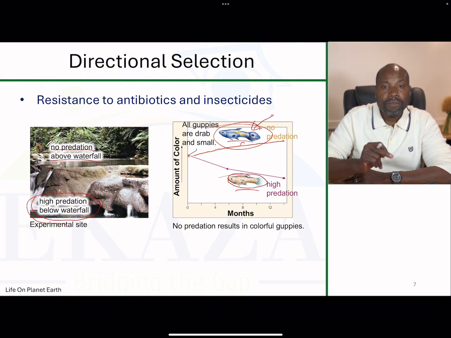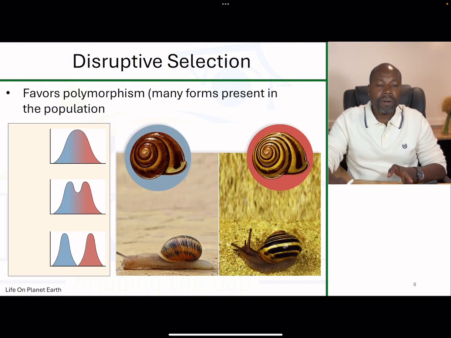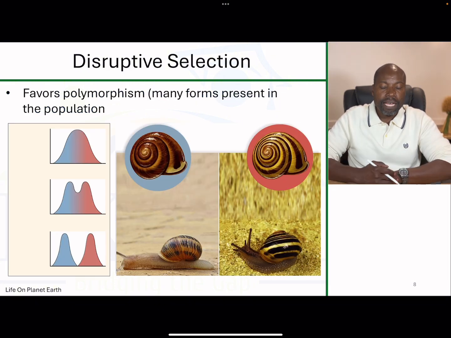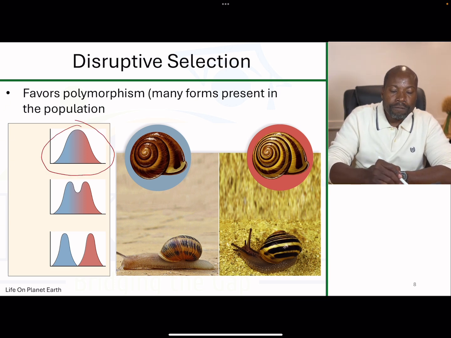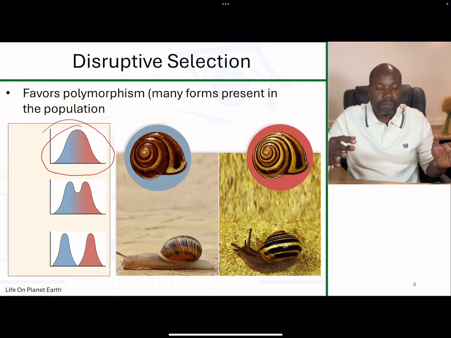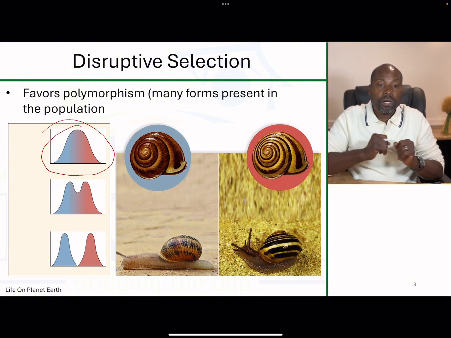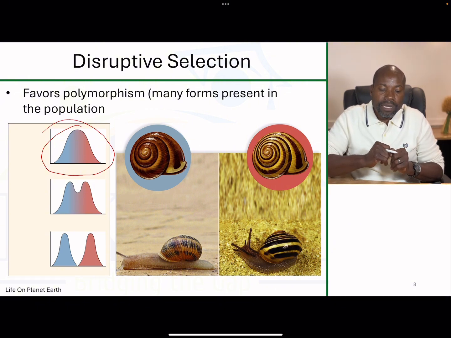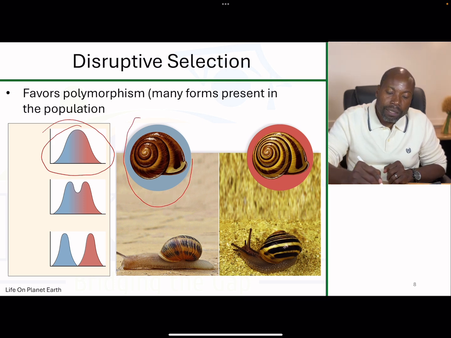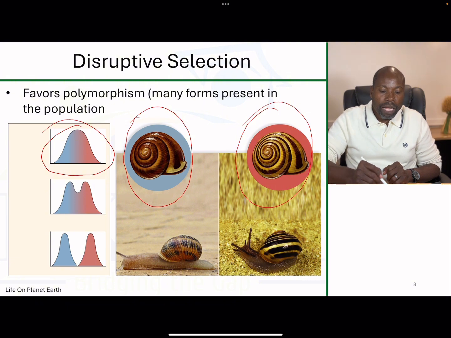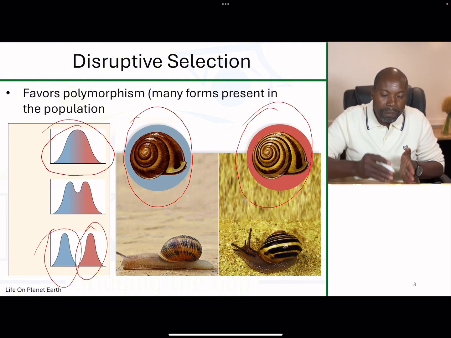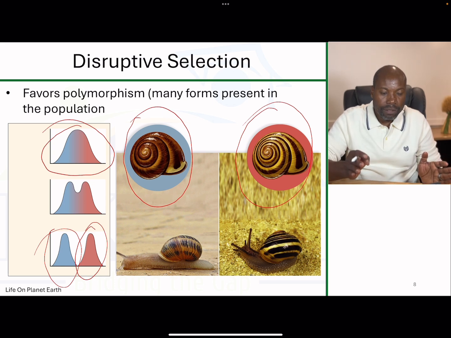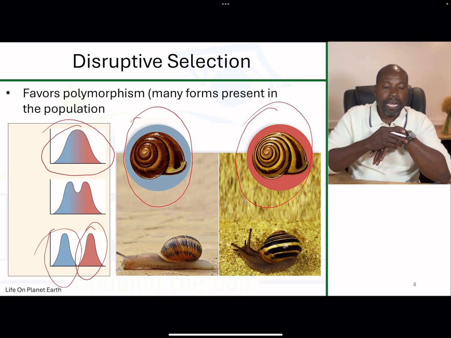selection. And finally, we have the example of disruptive selection, where you start with a population of snails that is very mixed. But over time, you are going to have snails that are going to be this kind and this kind, so that you're going to have two populations that develop. The intermediates are all gone, over a long period of time.